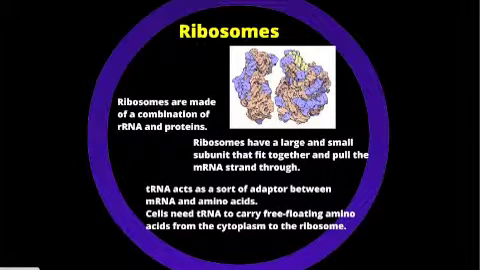Ribosomes are made up of a combination of rRNA and proteins. Ribosomes have a large and a small subunit that fit together and pull the mRNA strand through. tRNA acts as a sort of adapter between mRNA and amino acids. Cells need tRNA to carry free-floating amino acids from the cytoplasm to the ribosome.